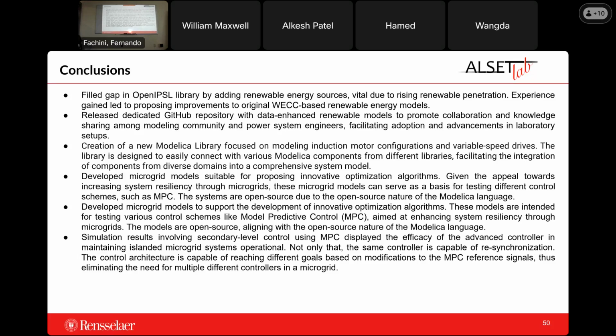Simulation results involving secondary level control using MPC display the efficacy of the advanced controller in maintaining islanded microgrid system operation. Not only that, the same controller is capable of resynchronization. So the control architecture is capable of reaching different goals based on modifications to the MPC reference signal, thus eliminating the need for multiple different controllers in a microgrid, which is applied nowadays.